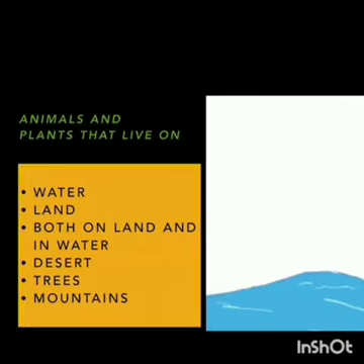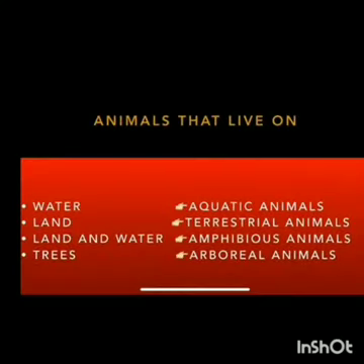Various plants and animals live in different types of climate and environment which suits them. Some live in water, land, some both on land and in water, desert, trees, mountains. Animals that live in water are called aquatic animals. Animals that live on land are called terrestrial animals. Animals that live both on land and in water are called amphibious animals. Animals that live on trees are called arboreal animals.